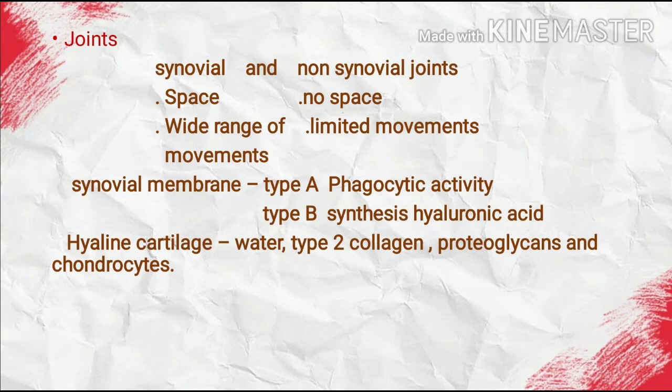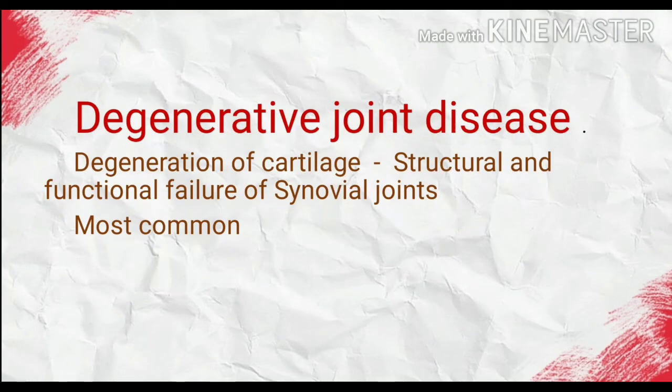Now we will see about osteoarthritis. Osteoarthritis is a degenerative joint disease. Although the term osteoarthritis implies an inflammatory disease, it is not an inflammatory disease; it is a degenerative joint disease. Since it causes degeneration of cartilage, it leads to the structural and functional failure of the joint, and it is the most common type of joint disease.